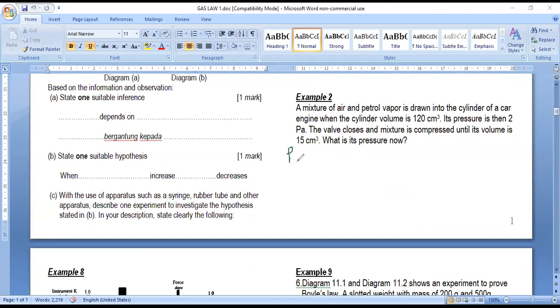Just use the formula P1 V1 equals P2 V2. Your initial pressure is 2. Your initial volume is 120. Your new pressure, we don't know. Your new volume is 15. So that means it's 240 divided by 15, so 16.